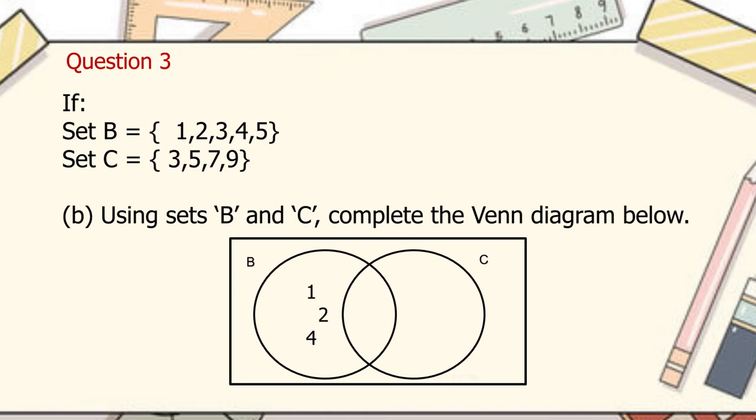The elements found in set B alone are 1, 2, and 4. Three elements. The elements found in set C alone are 7 and 9, two elements. The elements that are the intersection, 3 and 5, will be placed at the point where B and C intersect, because both elements 3 and 5 are found in sets B and C.